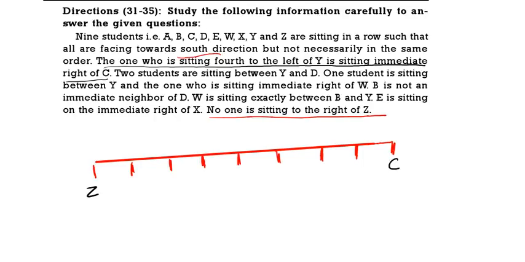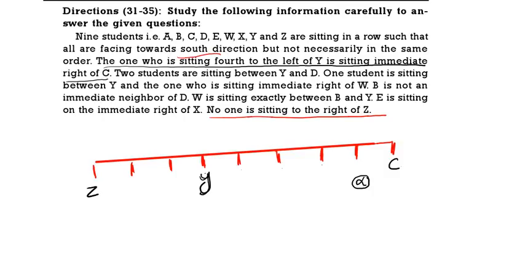The one who is sitting fourth to the left of Y is on the immediate left of C. Immediate left of C means this person. This person is sitting to the right of Y. So 1, 2, 3, 4. Fourth to the right of Y. So this is Y. So that means I am taking C in the corner. So this person, the one who is to the immediate left of C, is fourth to the left of Y.